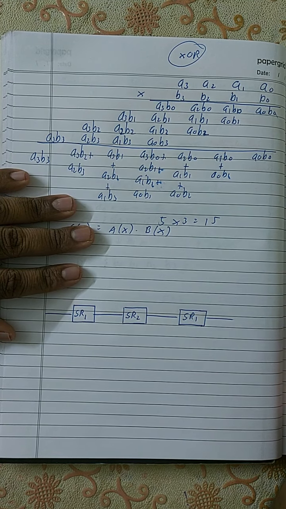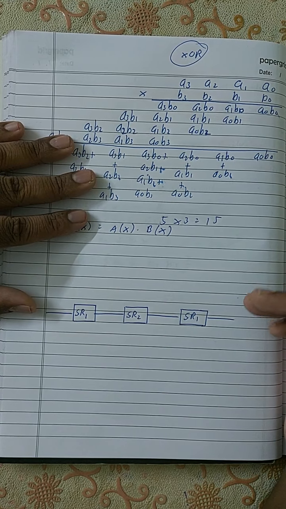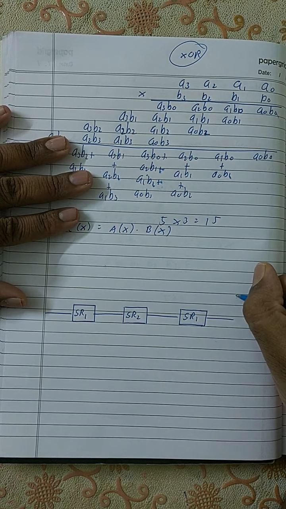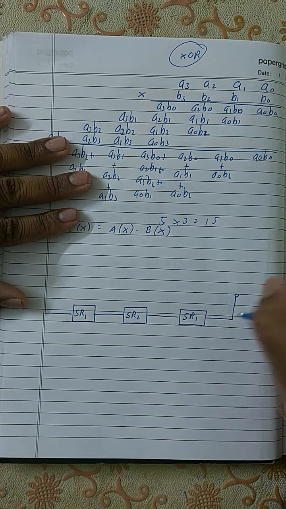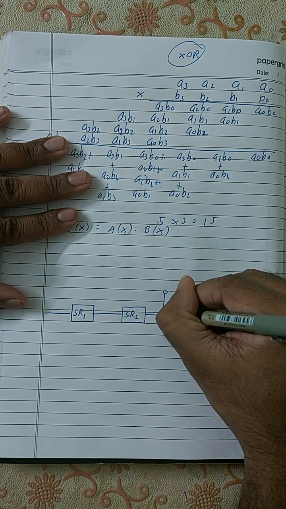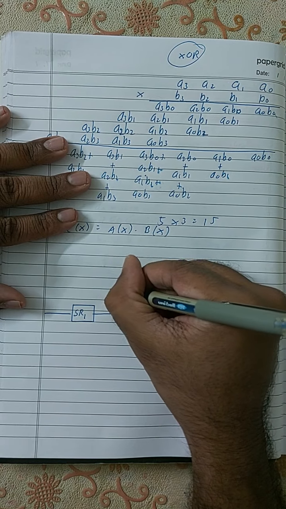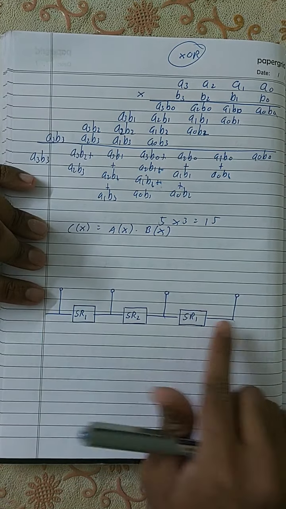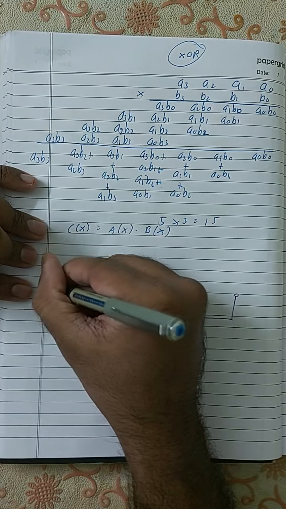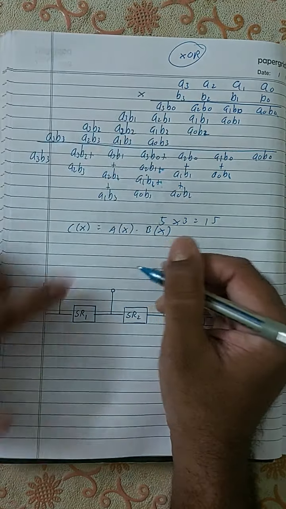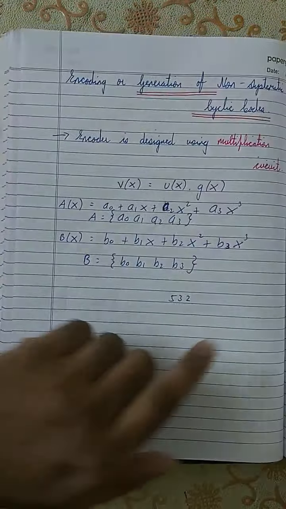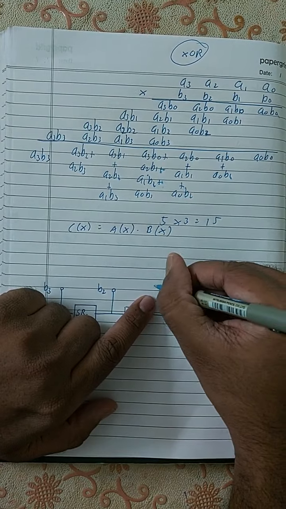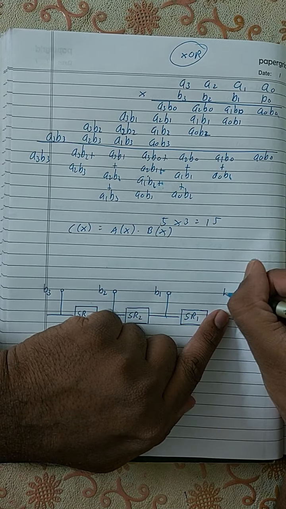But before drawing the output, let me draw the switch. The value of the switch depends on the multiplier. I will tell you the meaning of the switch later. This is just a normal switch. The reason I'm calling it a switch is because I don't have any other name for it. This switch is called B3, the same B3 over here. This switch represents the switch for B2, this one for B1, and this one for B0.